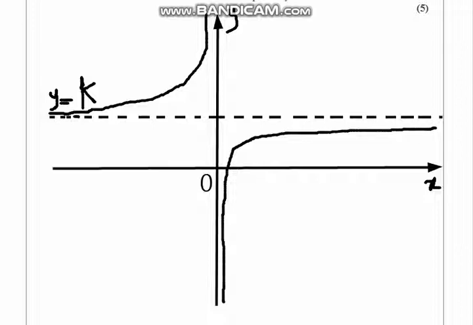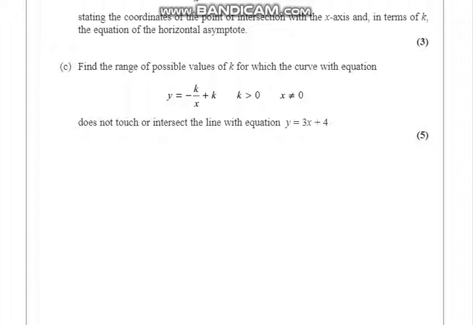Moving on to the C part. Find the range of possible values of k for which the curve with equation y equals minus k upon x plus k does not touch or intersect the line with equation y equals 3x plus 4. To solve these kinds of questions, basically set them equal to each other, because those y's won't touch or intersect. We have to show that.